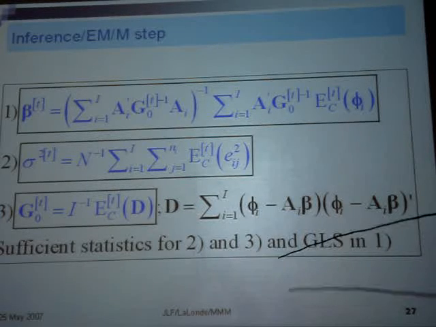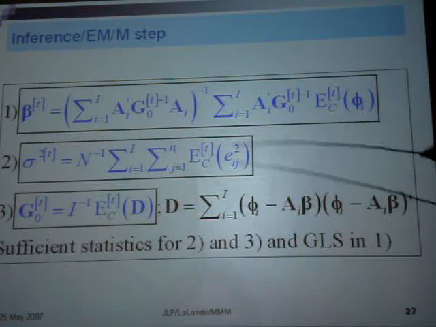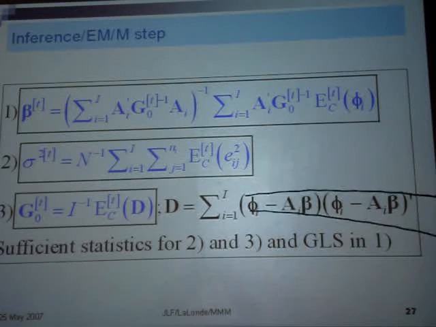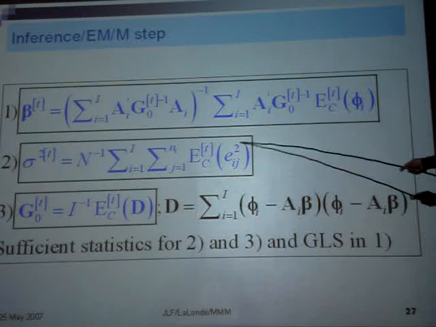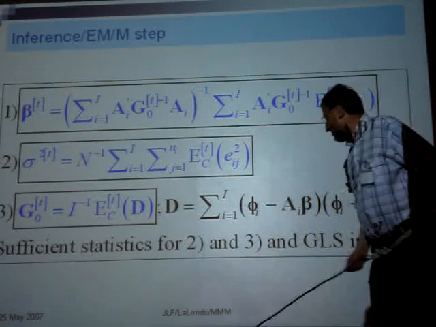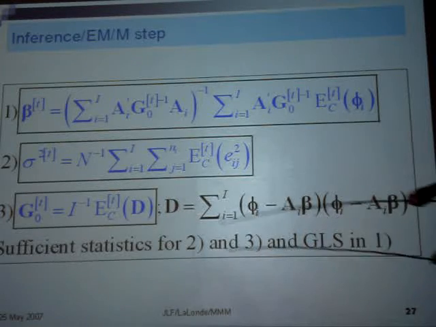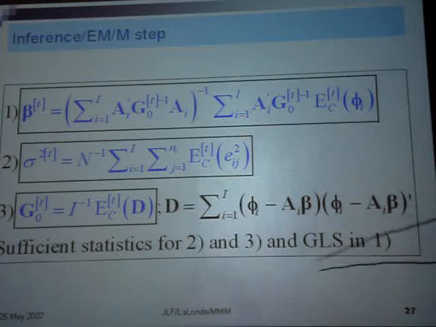Notice that this, for the statistician, represents what we call sufficient statistics. For the variance, this, the squares, are a kind of summary for this parameter. And these squares and products are also a summary for this. But here, what do we have? We have a GLS system.